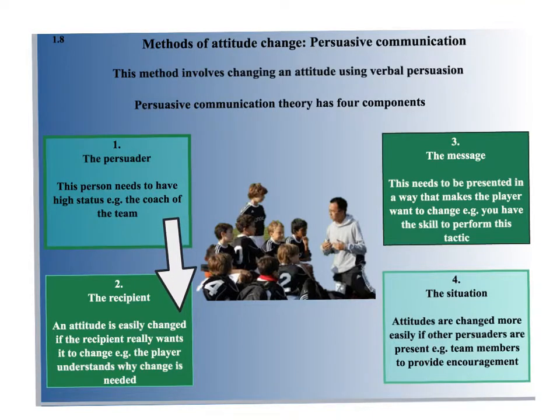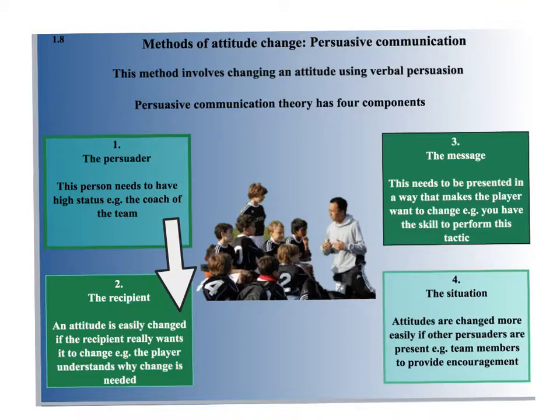Then we're moving down to number 2, the recipient. An attitude is easily changed if the recipient really wants it to change. E.g. the player understands why change is needed. So let's use this for example. You've got him as a high status, and these will understand that they need to change their attitude because they're losing. They haven't won a game for 5 games. So it's easier to change when these lot want to change, which I'd imagine they would do because they're losing, and they understand why they need to change. They need to change maybe the formation, or they might want to change their attitude towards training. But they need to know why changing their attitude might impact on their performance.